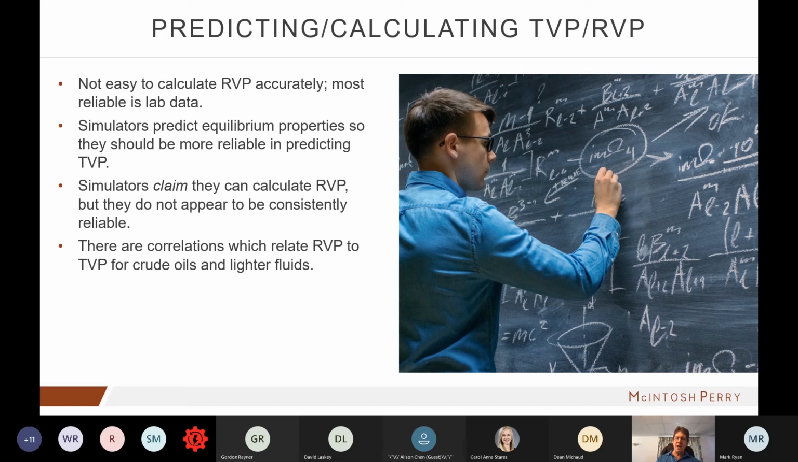You should also know that if you happen to be able to calculate or get a TVP measurement or RVP measurement, and you want to move from one to the other, there are some pretty accurate correlations out there that allow you to do that. In other words, if you have a TVP and you said, well, I was able to get a TVP number from the lab, can I get a RVP from that? Absolutely.